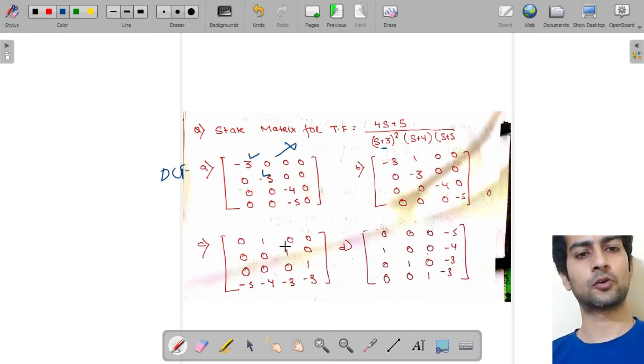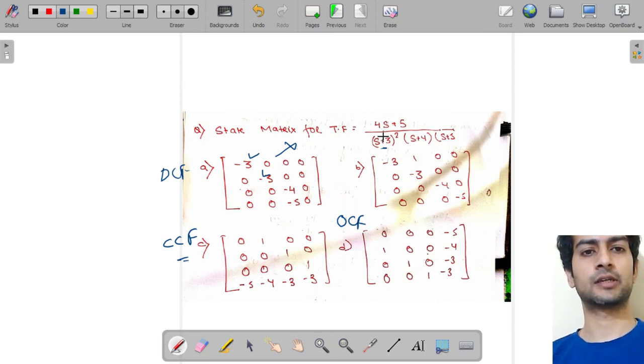Now coming to here, see 0 1, it is in the form of CCF, and see here it is in the form of OCF. But what I told you, first we will refer to the transfer function. If we are able to conclude that it is a kind of DCF or JCF, meaning if there are no repeated poles and we can find individual poles, then we can say that it is a DCF. But if there are repeated poles, then we will say that it is a JCF. But if it was given in a general form, then we could have written it as CCF or OCF. So the option left is this.